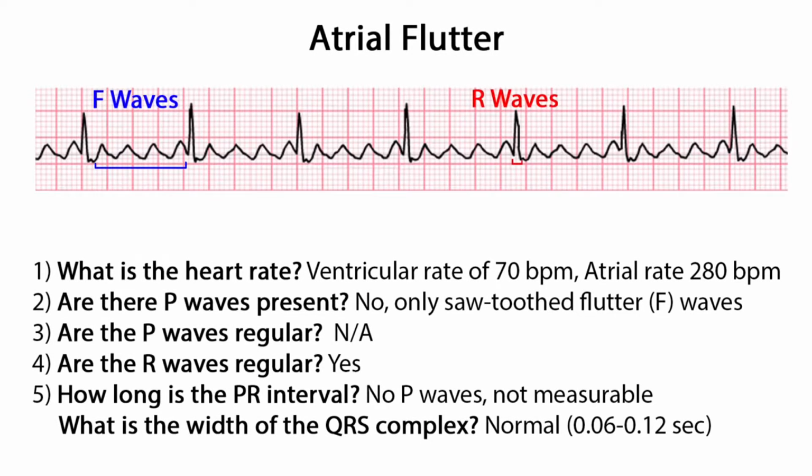Number 1, what is the heart rate? Counting the R waves, or QRS complexes, in 6 seconds, there are 7. So 7 times 10 equals a ventricular rate of 70 beats per minute.